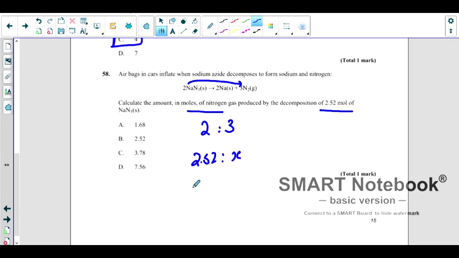We put an x here and do the cross multiplication. 2x is 3 into 2.52, and the x value will be 3.78.